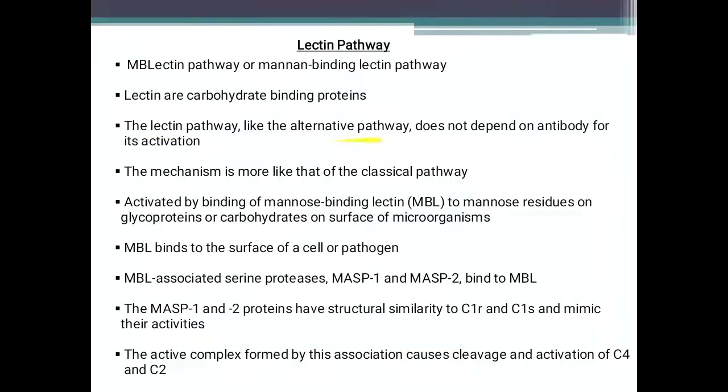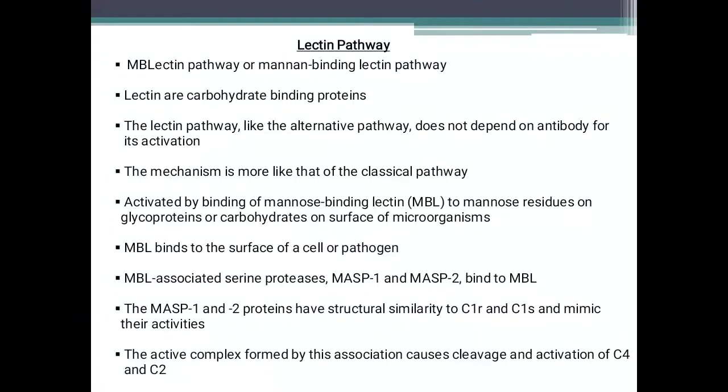The lectin pathway, like the alternate pathway, does not depend on antibody for its activation. If you remember, when we discussed the classical pathway and the alternate pathway, we discussed the initiating point and the execution portion of the pathway. In the classical pathway, the initiator protein activation is dependent on antibody antigen interaction. On the other hand, in the alternate pathway, the recognition process is not dependent on the antigen antibody complex. But the lectin pathway is not dependent on the antigen antibody complex, and it does not depend upon the antibody either. It just binds to the mannose present on the particular pathogen.